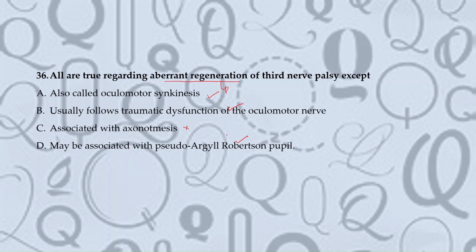So in this aberrant regeneration, you can have a discrepancy between the two reflexes. The light reaction may not be as great as the near reflex, so you get a pseudo Argyll-Robertson pupil. There can also be globe retraction associated with vertical gaze, and there can be lid retraction associated with convergence. So this is a pseudo von Graefe sign because there is no thyroid eye disease causing a lid retraction. It is the aberrant regeneration of the third nerve.